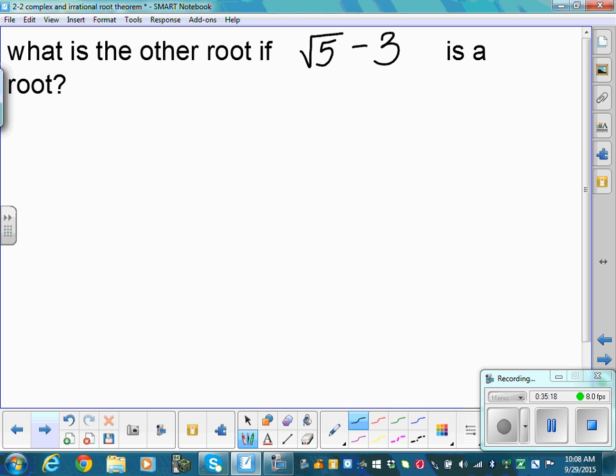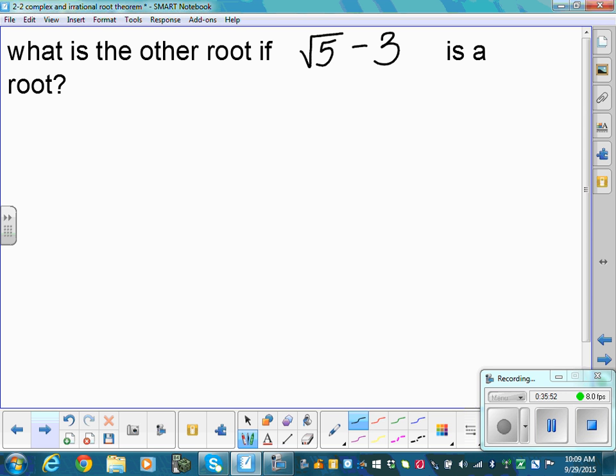What is the other root if the square root of 5 minus 3 is a root? Now, everybody listen. Type this, practice this. This is an irrational number, meaning it can't be written as a fraction. Try typing it into your calculator. Type in the square root of 5 minus 3, hit enter. Now change it back to a fraction. Hit math, enter, enter. No, it just keeps putting it in a decimal. That means it can't be written as a fraction. Thus, its conjugate root must also be a root.